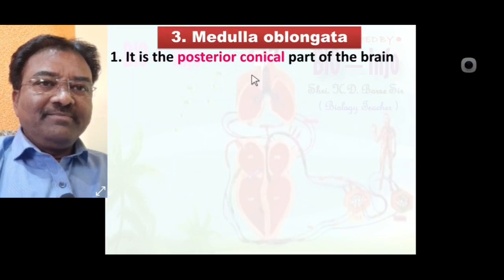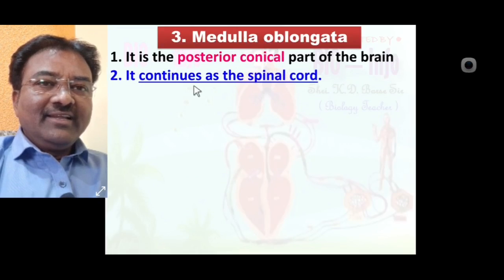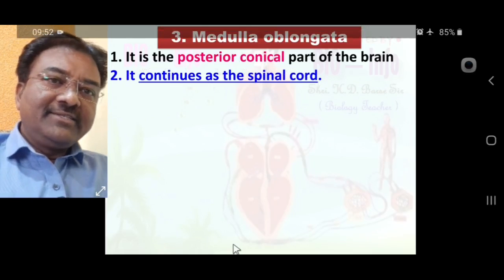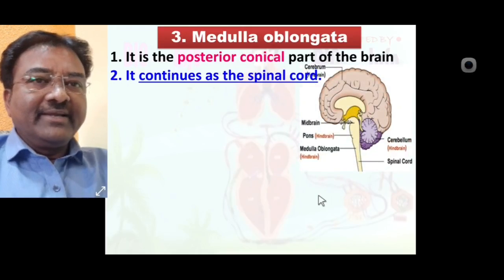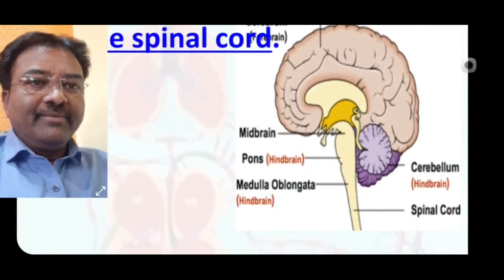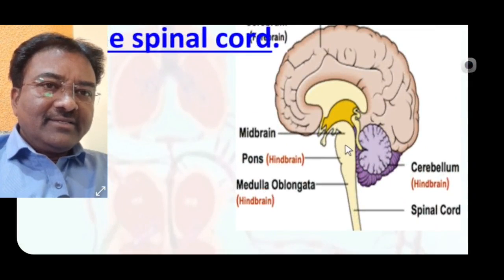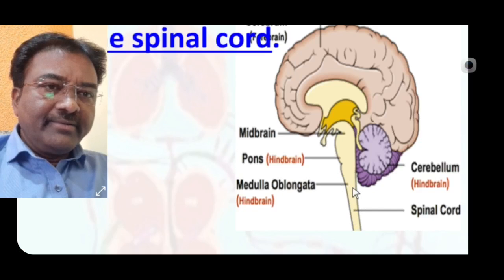What is medulla oblongata? It is the posterior conical part of the brain. It continues as spinal cord in the vertebral column. Seen here is a diagrammatic representation. Pons varolii is continuous to medulla oblongata and medulla oblongata is continuous to spinal cord.